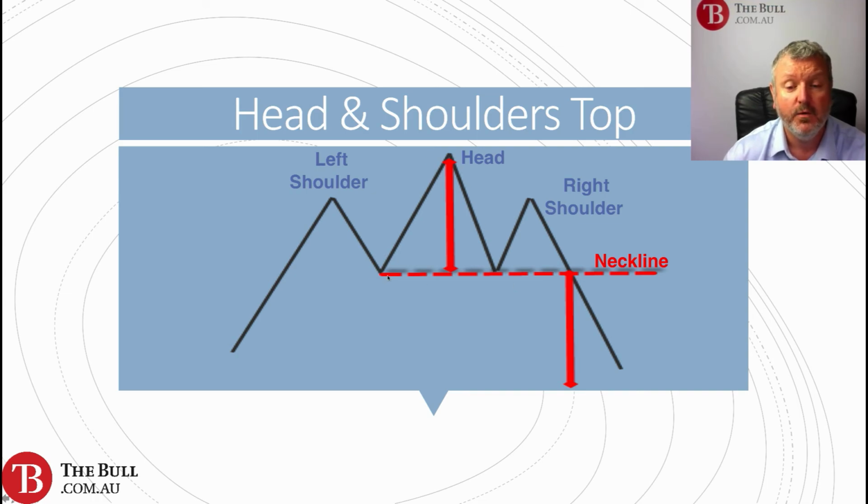We join these up to give what we call the neckline, and when the market breaks the neckline from the right shoulder, this is then the breakout point. The head and shoulders pattern is complete from the previous uptrend. It signals a reversal. And then the target, the objective, will be this red line here projected down from the breakout from the neckline. So this would be the target area.